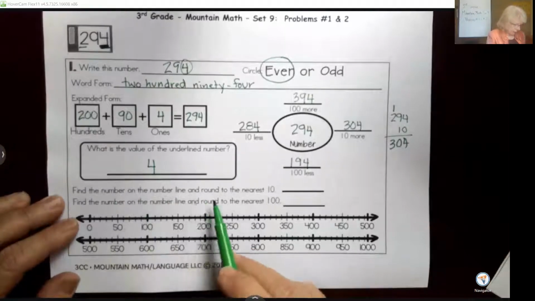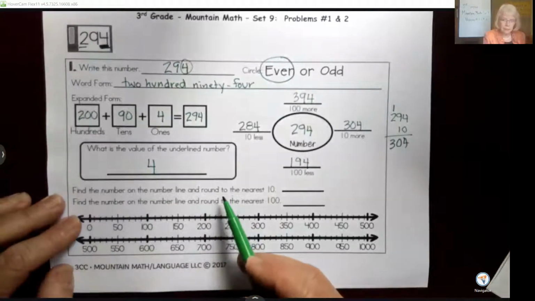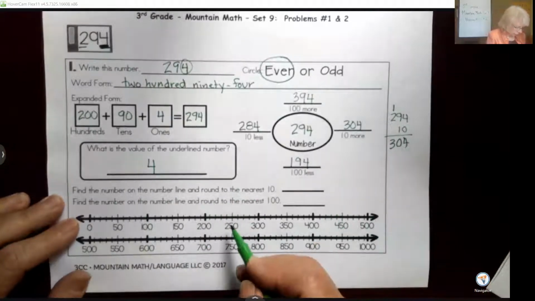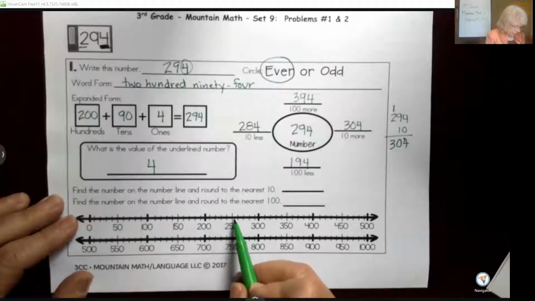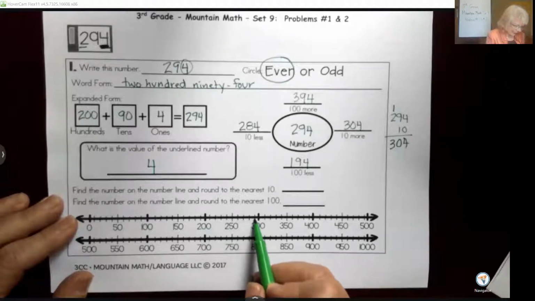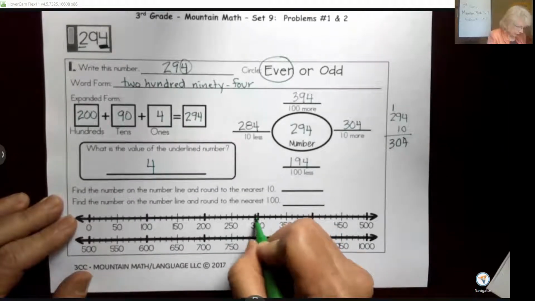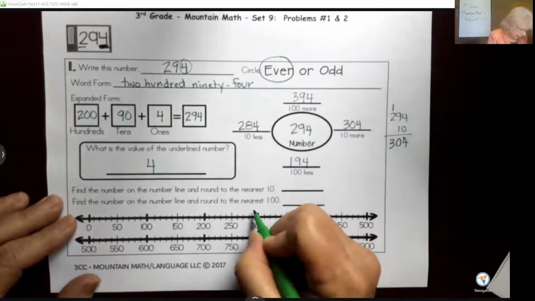Okay, find the number on the number line and round to the nearest 10. So 294, we've figured out that these intervals are 10. So 250, 260, 270, 280, 290. 294 is going to be somewhere right about there. So that's where our number would be.